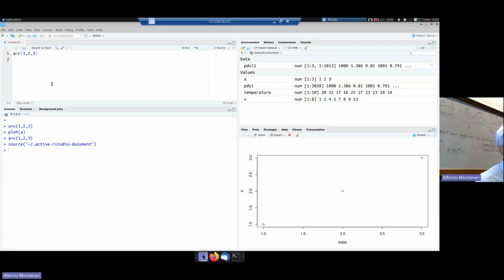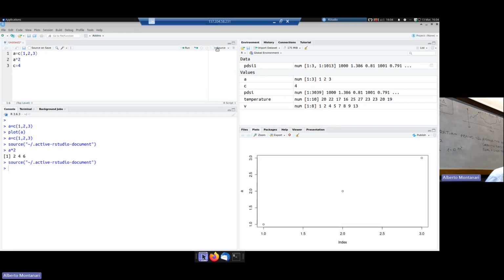So for instance, if I write here something like A times 2, and then I write here C equal 4, A times 2, if I click on run, it runs only the instruction A times 2. So if I click on source, everything is run. And in fact, here if you write C, you get 4.